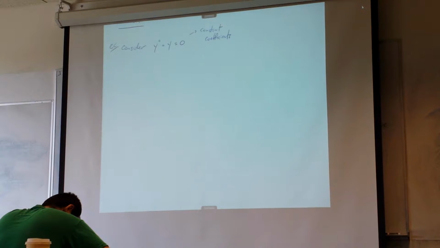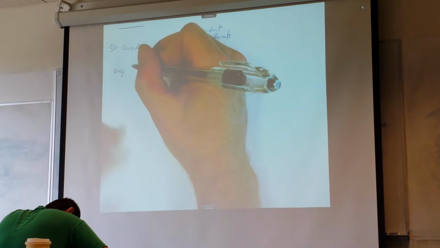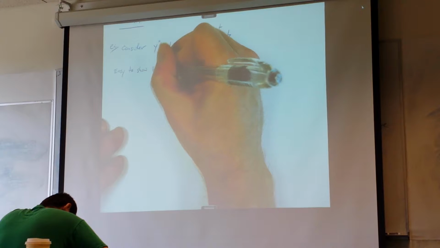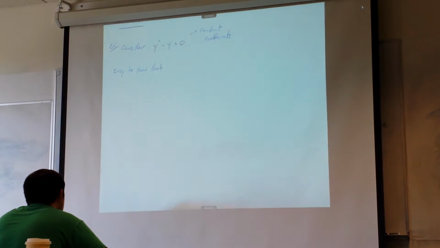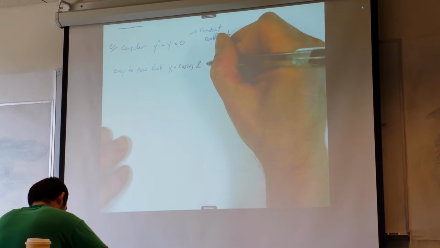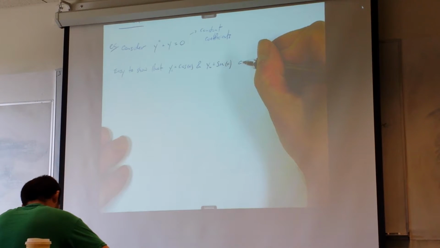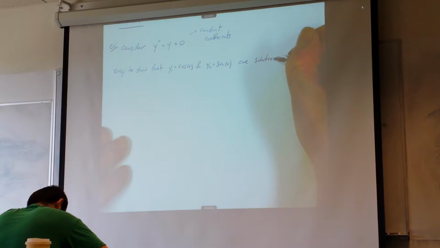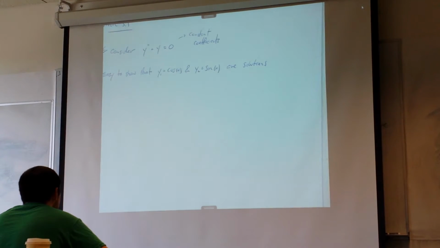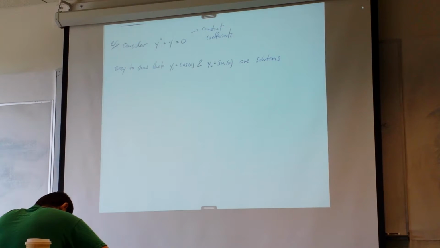Now, in fact, we did this problem like the first day, but we did verify that cosine x solves that, as well as sine x. So they're both solutions. You can find that by finding the second derivative and plugging the second derivative and the original function in, and you get an identity.